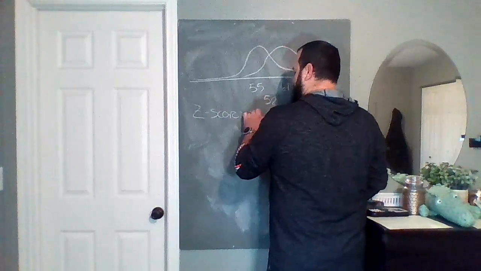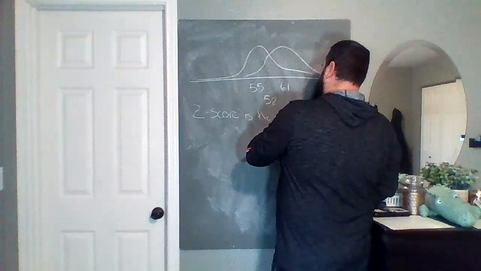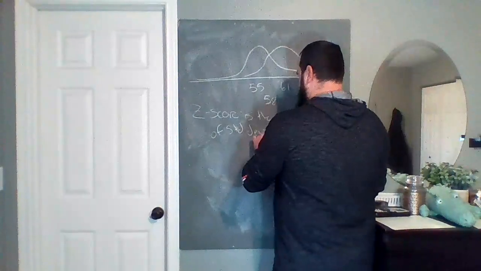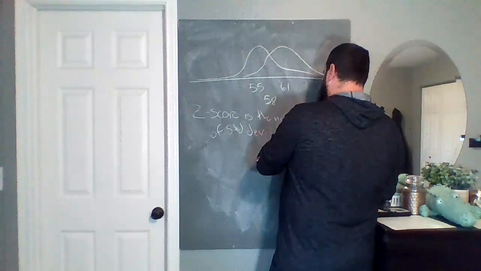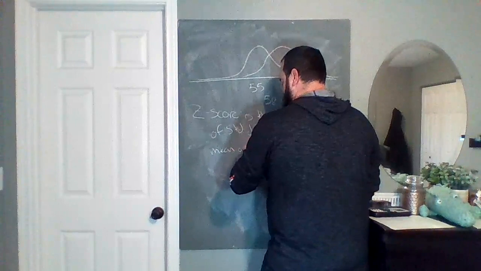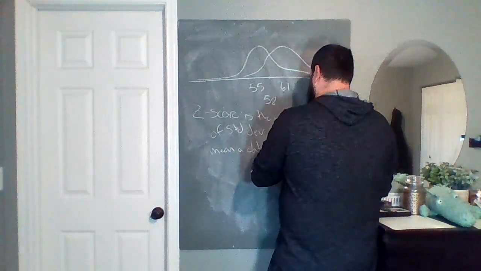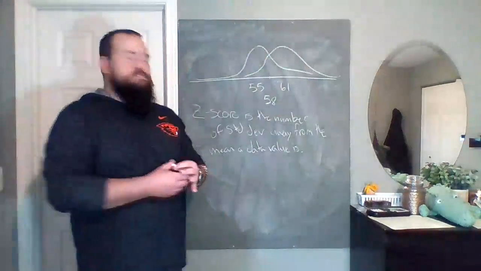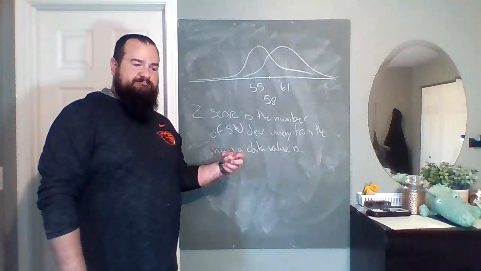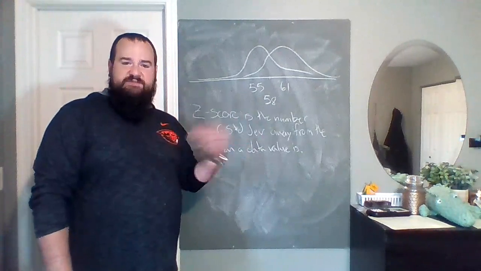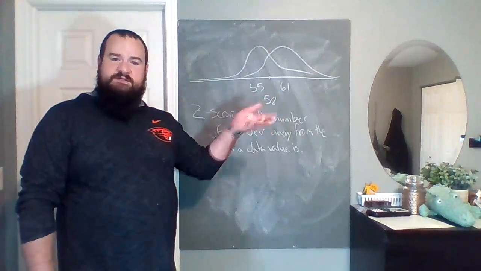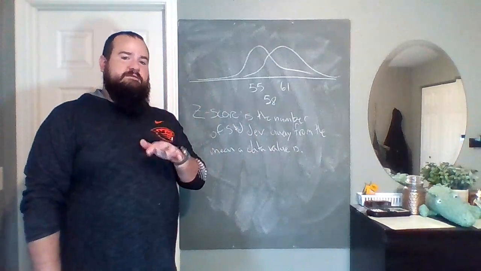A z-score is the number of standard deviations away from the mean a data value is. So the z-score calculates how many standard deviations away from the mean any one given data point is. What's really cool about that is it also incorporates positive and negative, which allows us to know whether we are above the mean, meaning our z-score would be positive, or below the mean, meaning our z-score would be negative.